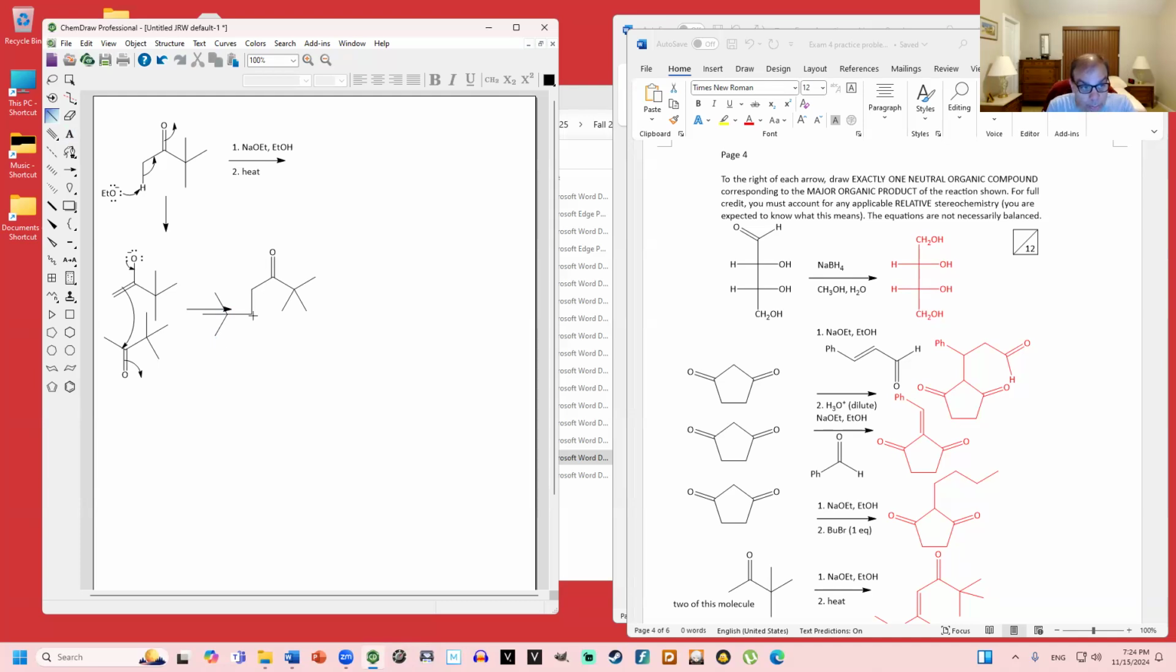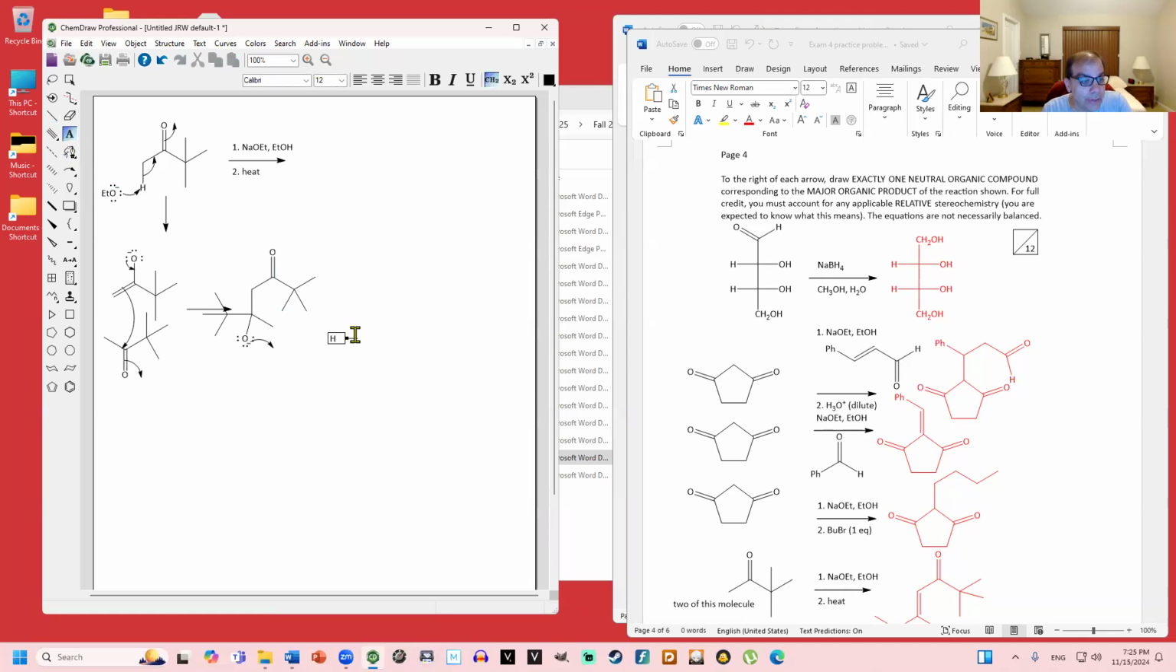We'll have a tert-butyl group. We'll have a methyl group. And we'll have O minus. So that's the intermediate. That intermediate is going to pick up a proton from the solvent, which in this case is ethanol. It might not always be ethanol, but it is in this case.